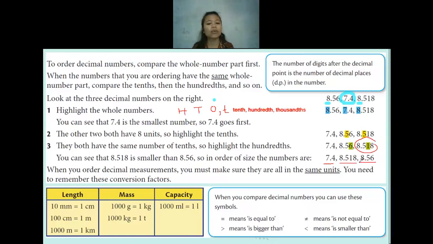Is there anyone who is confused so far, or maybe I talk too fast or anything? To order the decimal, is there anyone who is confused? No? Okay. If you have no difficulties, let us move to the other things.